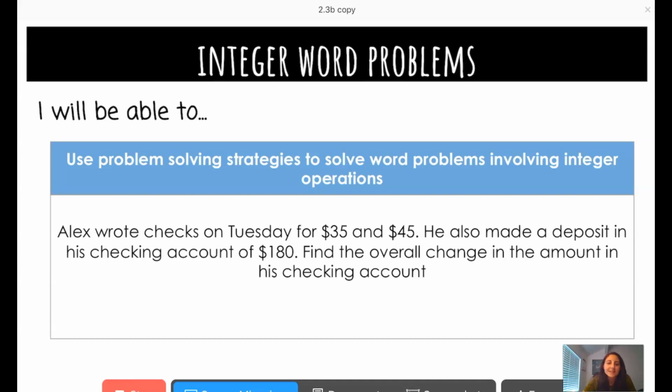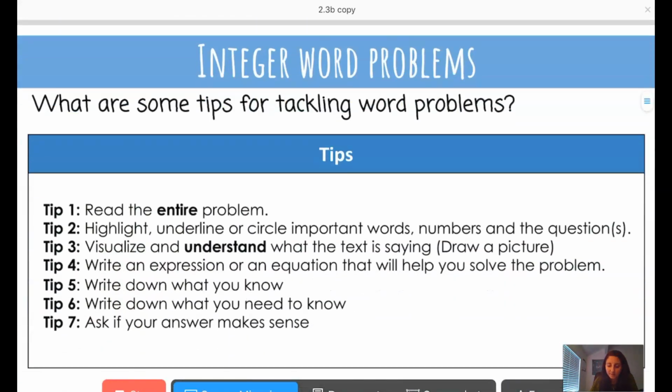Hey class, in today's lesson, we're going to be looking at integer word problems. So by the end of the lesson, you will be able to use problem-solving strategies to solve word problems involving integer operations. Let's get started.